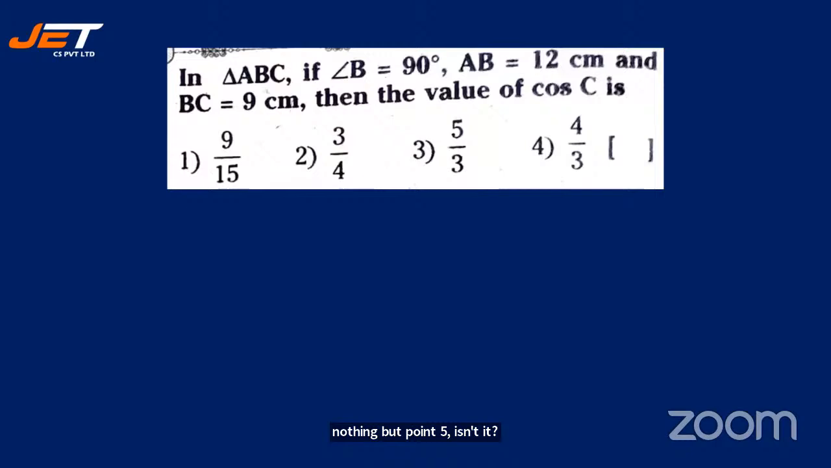See the next question. In triangle ABC, if angle B is 90 degrees, AB is 12 centimeters and BC is 9 centimeters, then find out the value of cos C. All right. I hope you have understood the sum, which is very simple. Use the Pythagoras theorem formula and then give me the answer. I'll give you 45 seconds. Your time starts now.